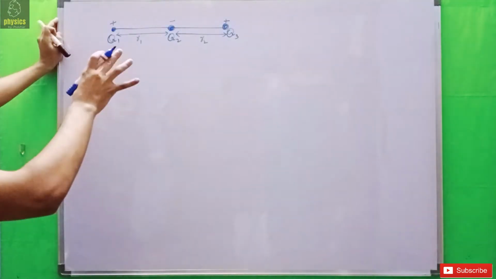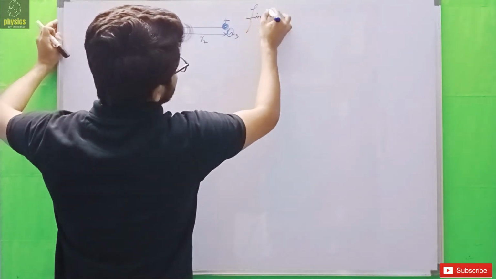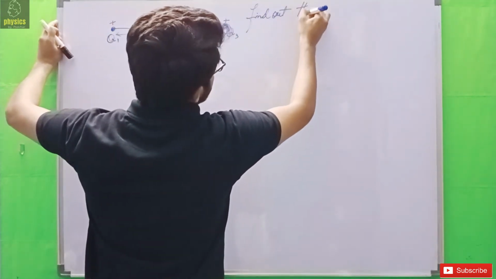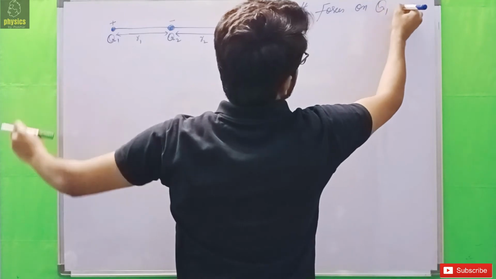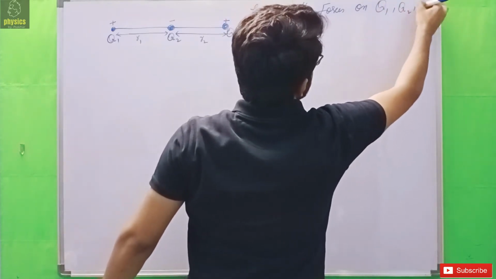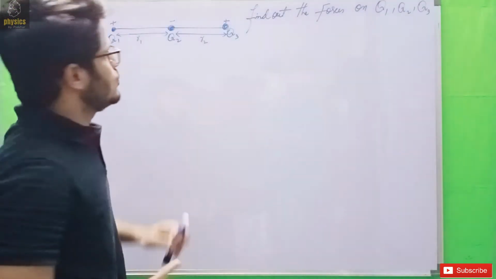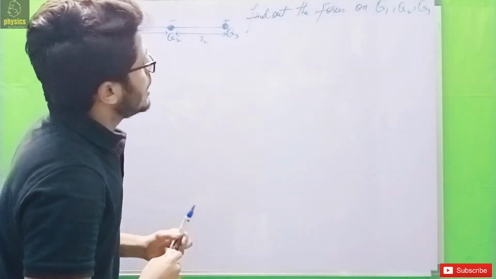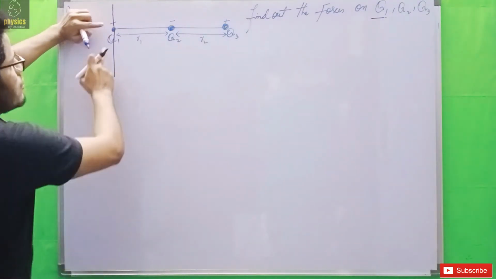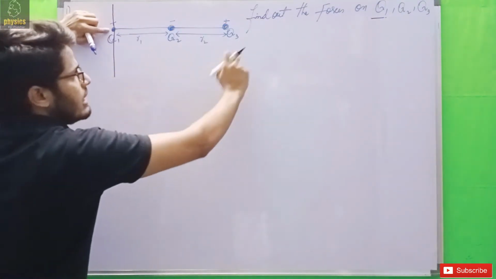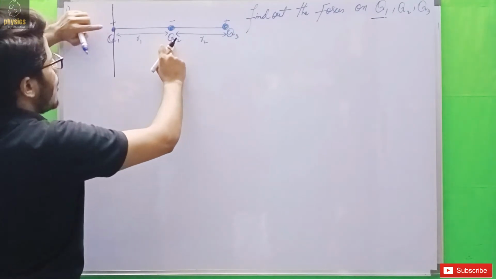This is the situation. Now what we have to do is find out the forces on q1, q2, q3. Okay, now let's see how to do this question. The force on q1 will be due to both q2 and q3. First let's see the force due to q2 on q1.